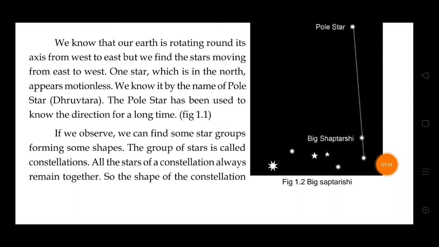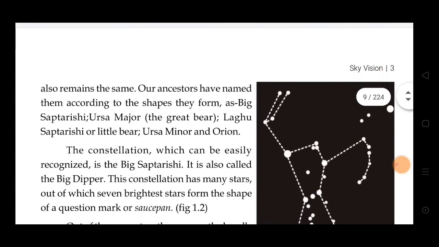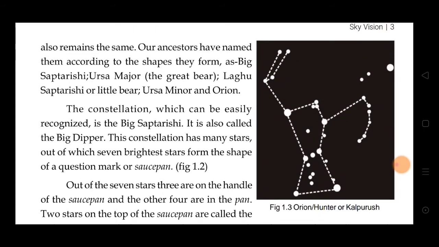If we observe, we can find some star groups forming some shapes. The group of stars is called a constellation. All the stars of a constellation always remain together, so the shape of the constellation always remains the same. Our ancestors have named them according to the shape they form. So we have the Big Saptarishi, Ursa Major, the great bear; Laghu Saptarishi, the little bear, Ursa Minor; and Orion.